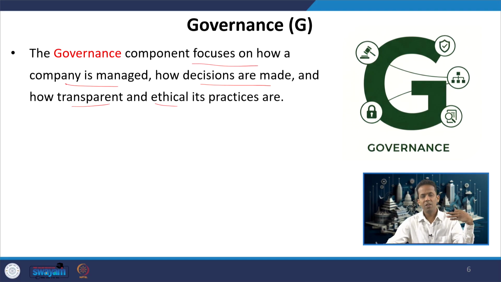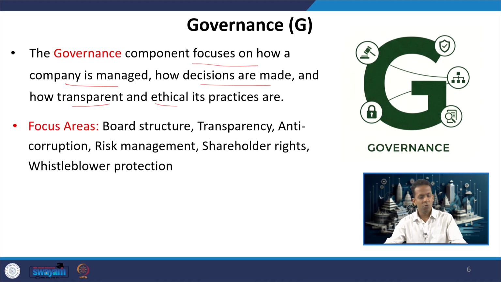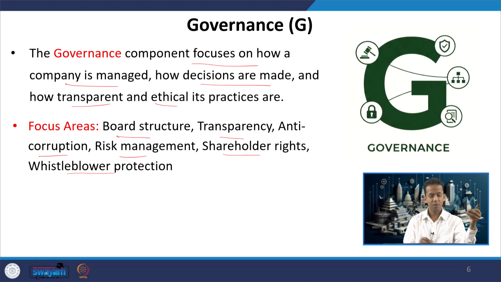Okay. So, if a company is managed in a transparent way, following ethical business practices, there would be hardly any dispute, or even if there are any disputes, it will be easy to resolve them because everything is ethical and transparent. So, the focus areas can be the structure of the board, whether it is mixed, diverse, taking people from different backgrounds, transparency, anti-corruption, a proper mechanism to identify cases of bribery or corruption, and then proper mechanisms to resolve those kinds of occurrences. Risk management, shareholder rights, whistleblower protection.